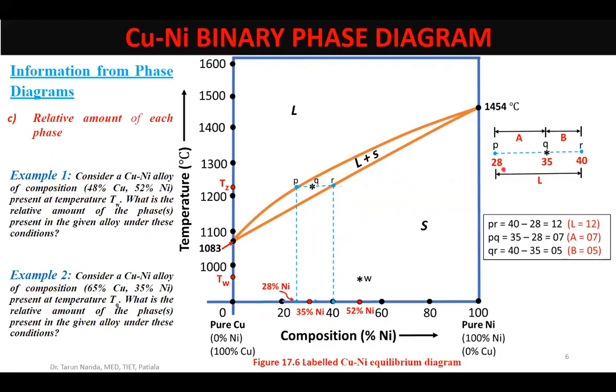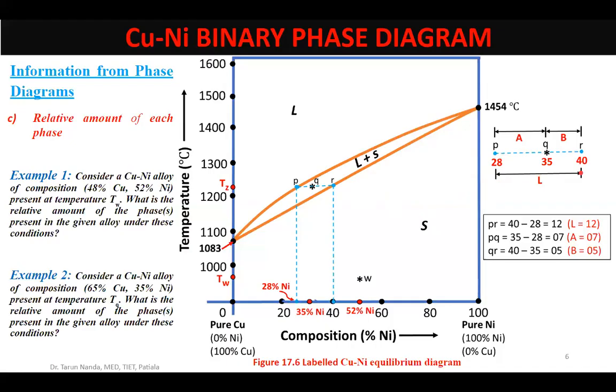The lever rule says that assume your temperature composition point to be the fulcrum of this lever. This lever is of length PR. It is pivoted, or it has fulcrum at point Q, and PQ and QR are its two arms. And what's the formula of inverse lever rule? Inverse lever rule would be used to find out the relative weight of liquid, and it would be used to find out the relative weight of solid. How would that be? That would be the ratio of either of these arms over the length of the lever.